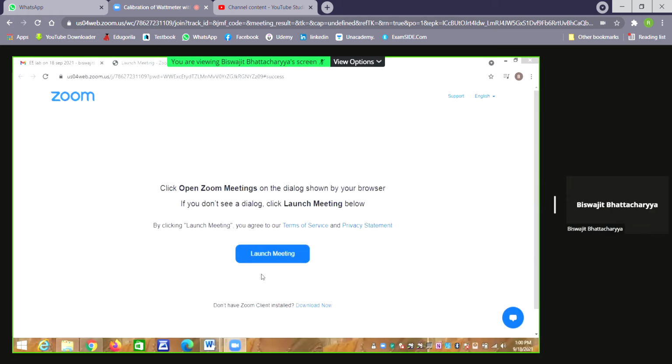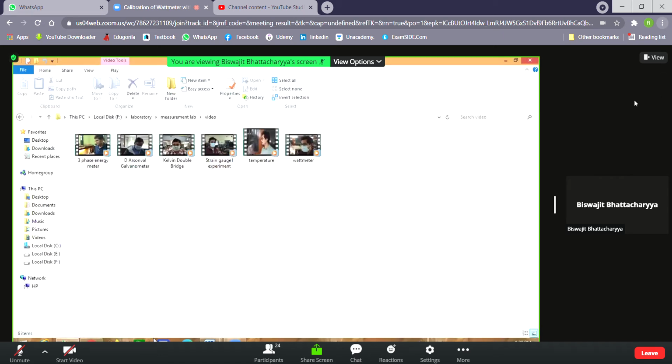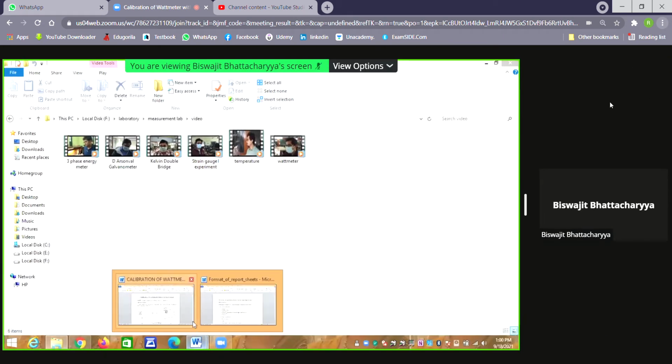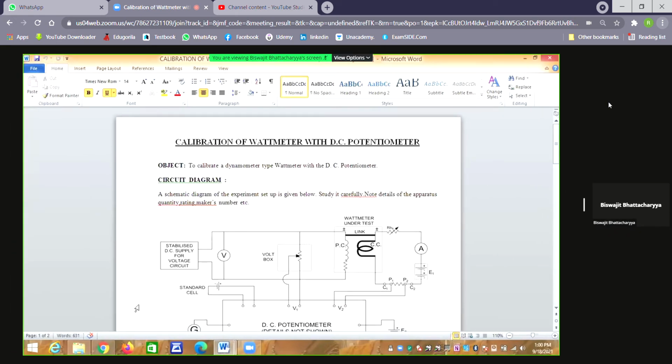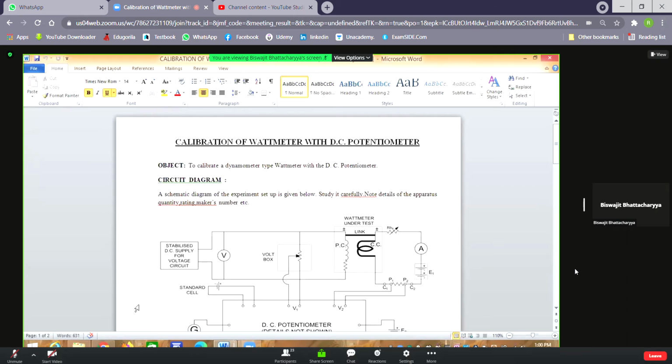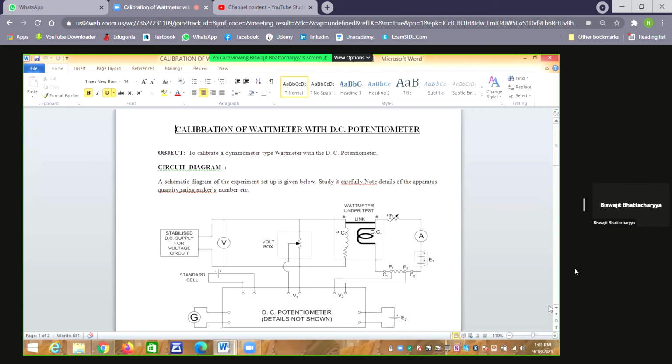See what we want to do actually. Now today in our laboratory we want to just virtually see one experiment in the measurement lab. Its name is calibration of wattmeter with DC potentiometer. So this is the name of the experiment and that is the thing.